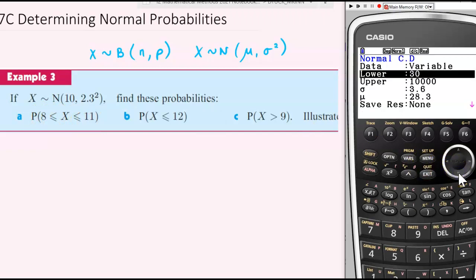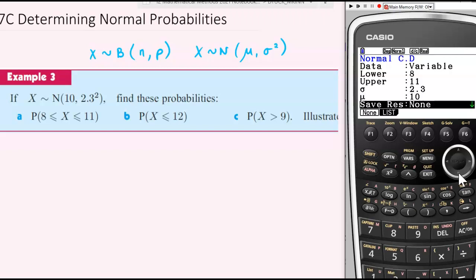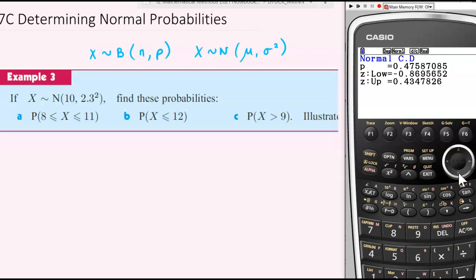What do you think our lower bound is going to be? 8. What's our upper bound going to be? 11. What's sigma? 2.3. That's the other mistake people make: they type in mu there and sigma on the next line, because that's how it comes in your brackets. Mu is 10. Execute, and the answer is 0.47.